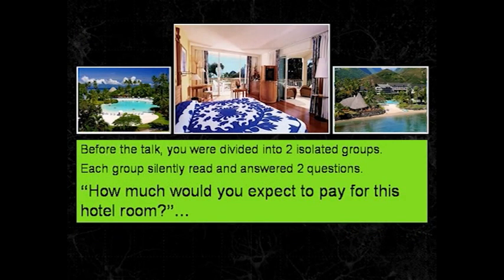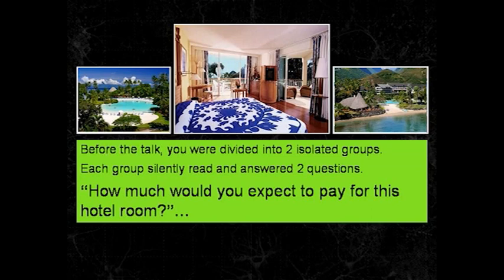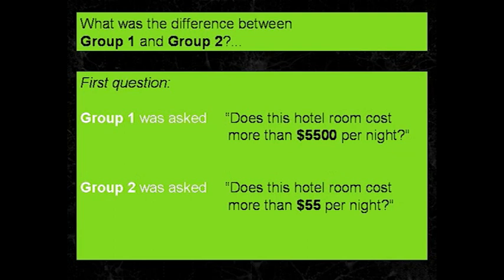Now, normally, when I explain these ideas, I like to do a little experiment on the group, but this was not possible here, so I'll just tell you about the experiment. And the experiment is that I ask people to look at this hotel room and this hotel, and I give them some data. I tell them it's in Tahiti, and it's a one-bedroom, little one-bedroom cottage, etc. And I ask them what they would expect to pay for the room in Tahiti. And I get very dramatic results, but I divide them into two groups, and I ask the first group, before I ask them to tell me what the room costs, this question: does this room cost more than $5,500 a night?